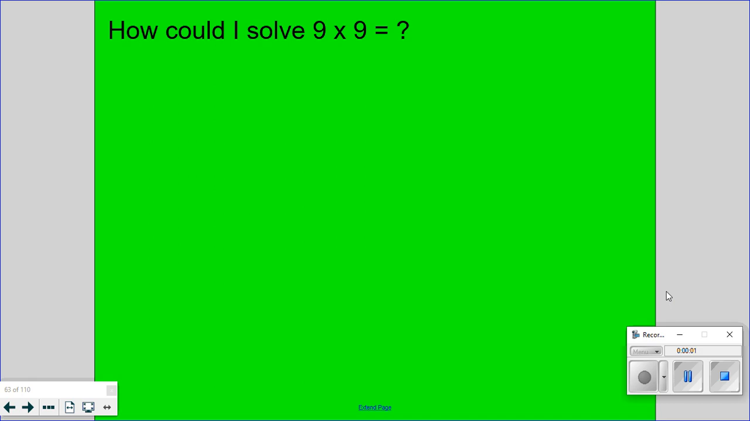So we are going to skip 8s for just a second, mostly because a lot of the same strategies that we've learned so far will help us with our 8s. We are going to talk about some strategies with 9s.